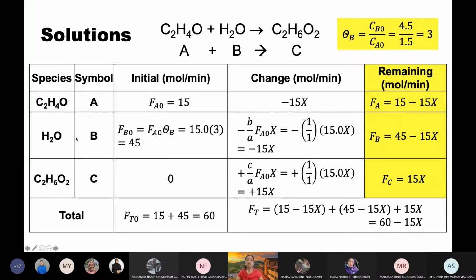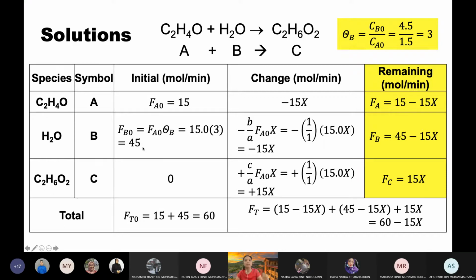Let's go to B. Okay, dalam this case, B is a reactant. Kalau B reactant, we have initial molar flow rate of B. Only and only if B is a reactant, kita akan ada initial molar flow rate of B. So FB0. So kalau kamu ingat dalam batch reactor, kita dah belajar, right?